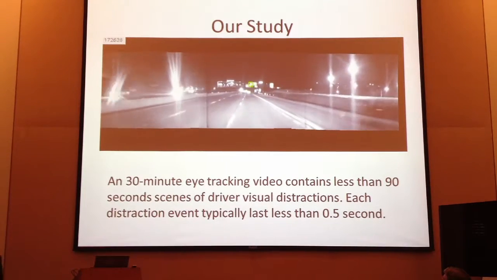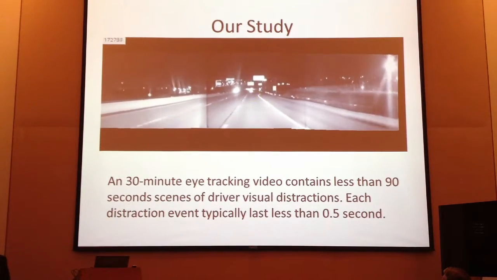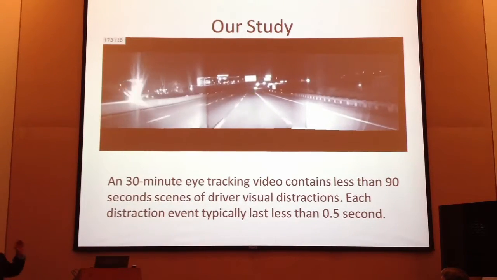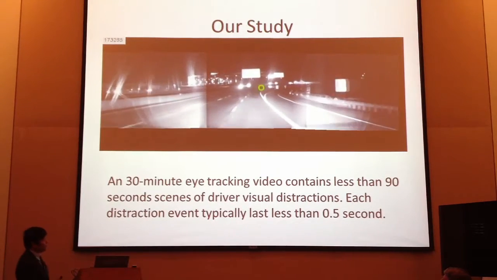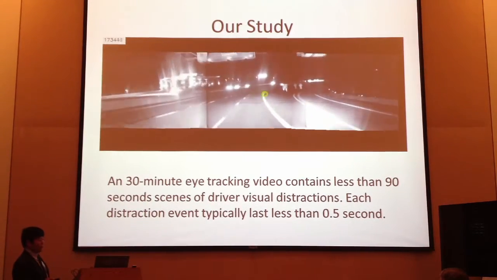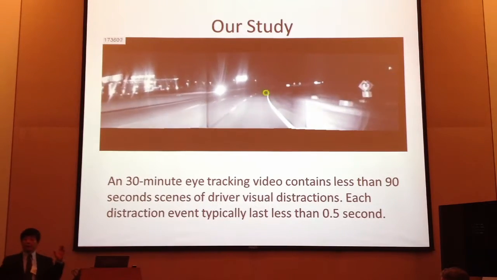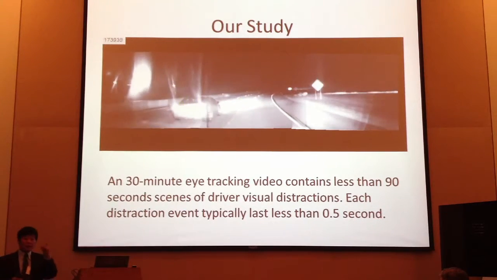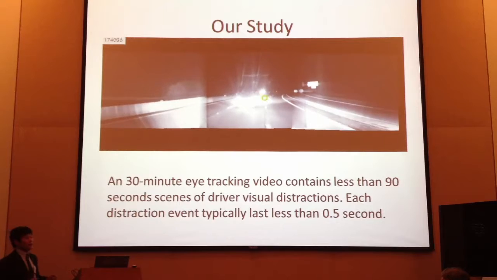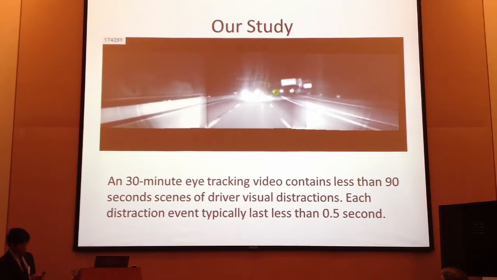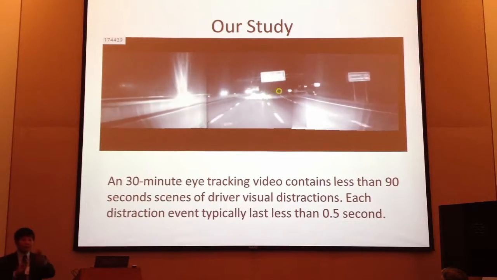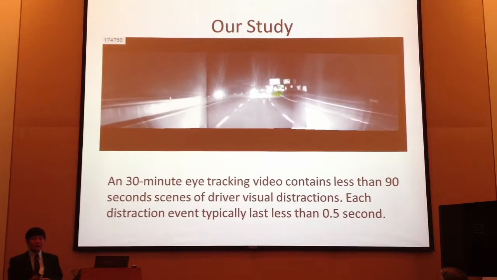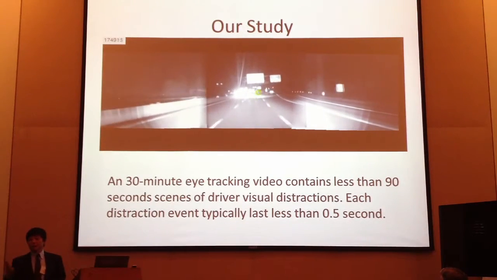There are 60 image frames per second, so there's a huge amount of data. The technology is there, but we need to figure out a way to efficiently identify the things that we want to see. Typically, based on our experience, if you watch a 30 minute eye tracking video, there's no more than 90 seconds combined of visual distraction.